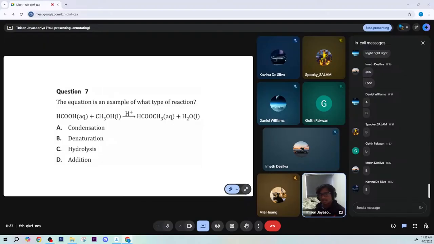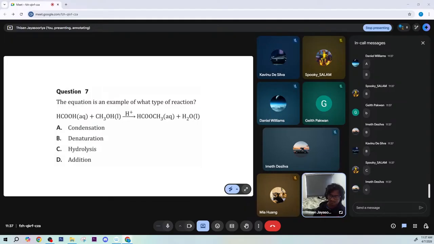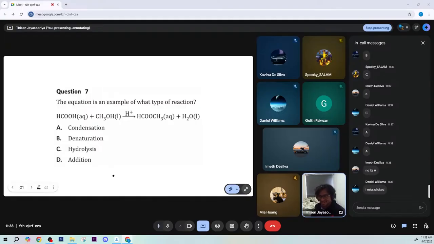So here, the equation is an example of what type of reaction? Is it condensation, denaturization, hydrolysis, or addition? So who said C because someone else above them said C? And who said A because someone else above them said A? You type it into your keyboard and click enter.